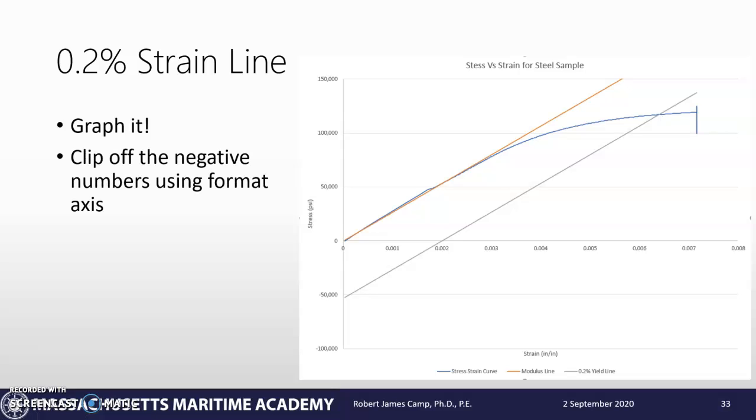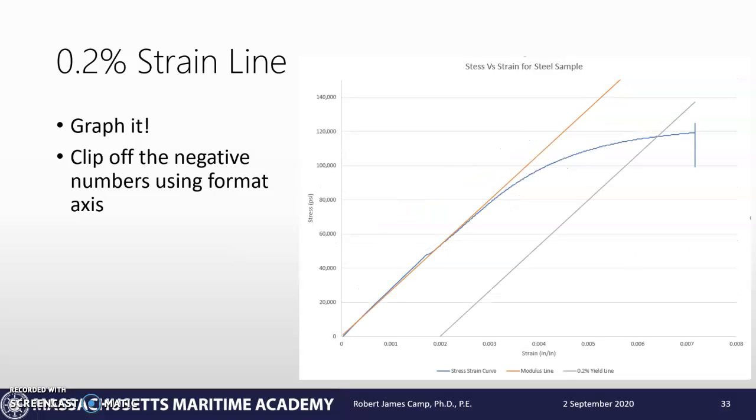Now what I want to do is clip off the negative numbers. So once again, I right-click on this axis and say, make the minimum 0, and then I'm going to have a graph like this. And so this is what I want. Now I want to point out something. You notice each of these is labeled very clearly of what each line is. That's going to be important.